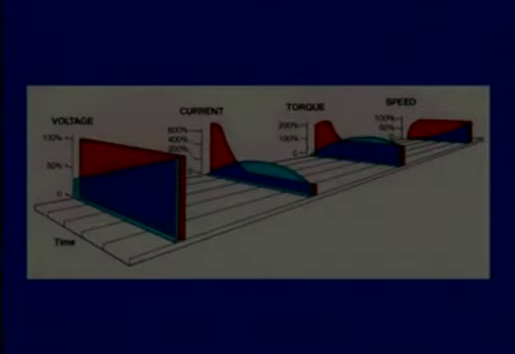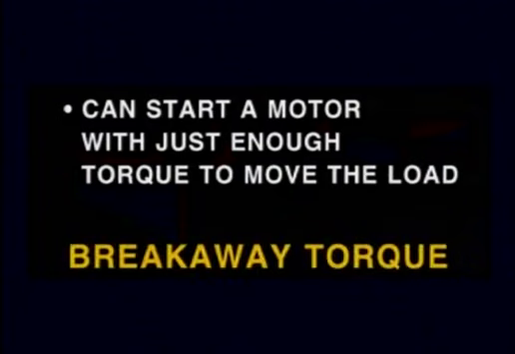Any three-phase squirrel cage motor can be used as long as the horsepower is large enough to move the load and that it doesn't exceed the drive size limitations. These drives also provide capabilities to start a motor with just enough torque to cause movement of the load. This is the so-called breakaway torque.